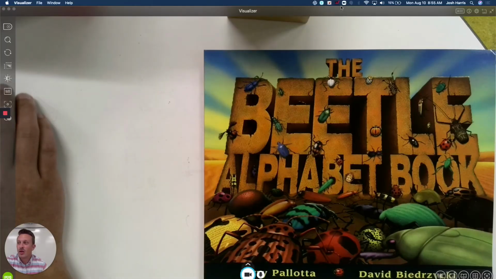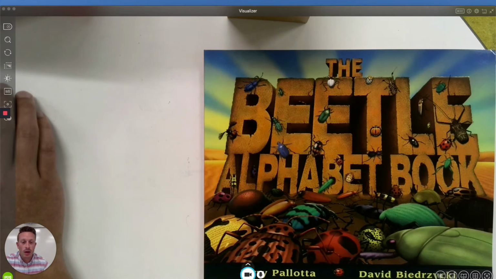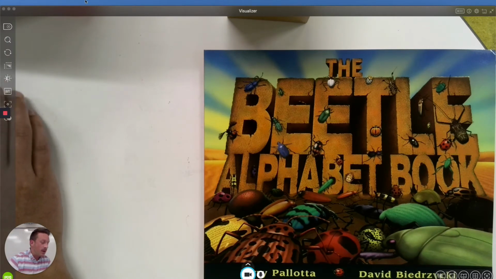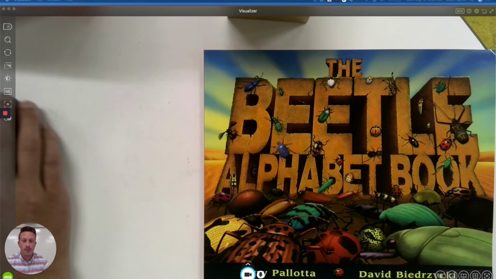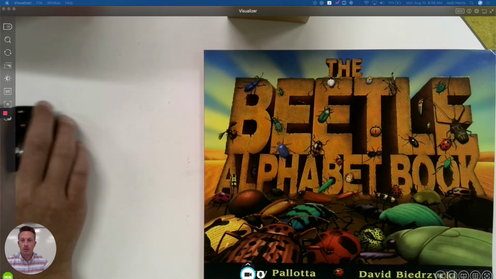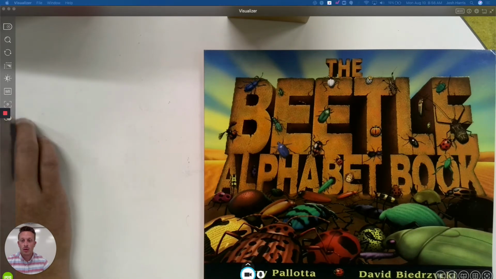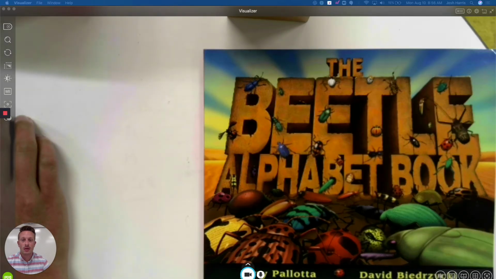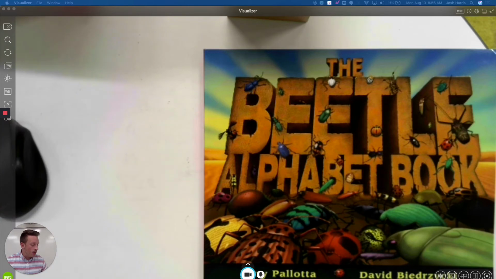Awesome. All right, so I have a fun book that I want to read to you this morning. It is called the Beetle Alphabet Book. So I'm going to switch my camera. All right, and I'm going to make my screen big so you guys can see it a little bit better. So this is the Beetle Alphabet Book by Jerry Paltotta and David Brzezinski. So there are two names on here.